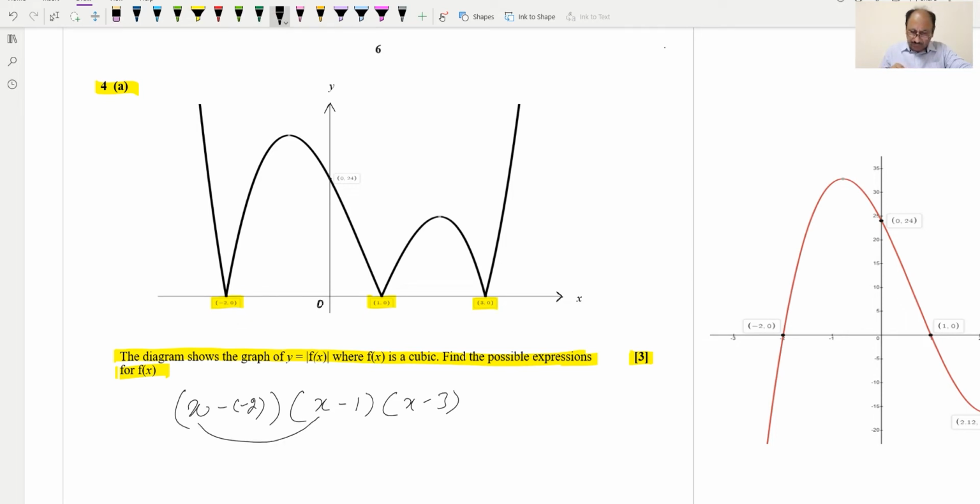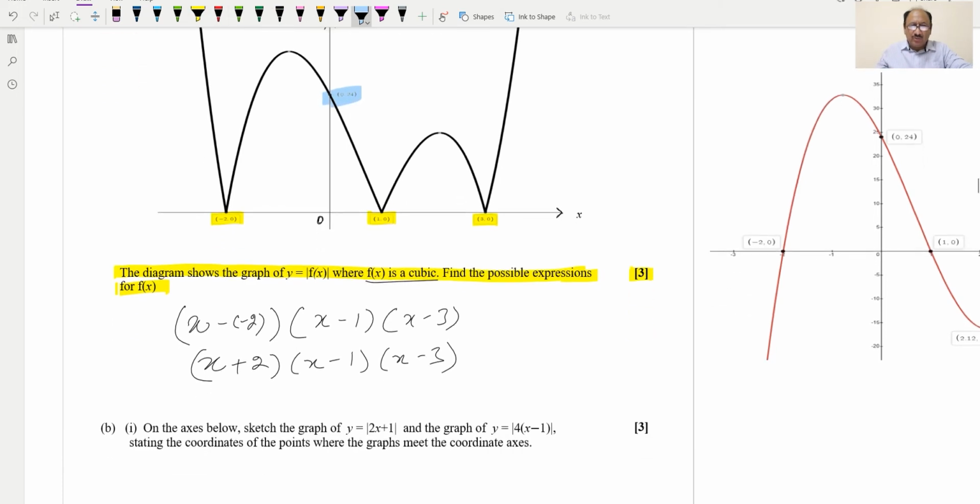Now if we multiply these 3, we'll get a cube. So this is basically a cubic graph. From here they have already mentioned that f of x is cubic. So we can rewrite it as (x + 2)(x - 1)(x - 3). Now we can check the y-intercept, and the y-intercept is this one, which is (0, 24).